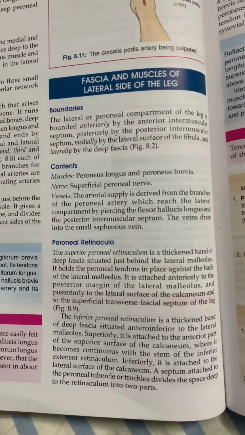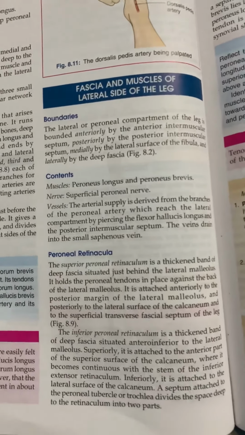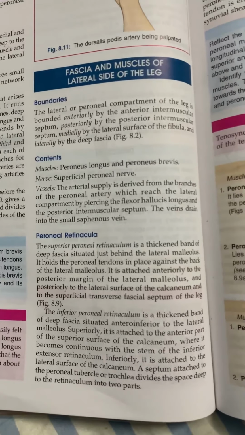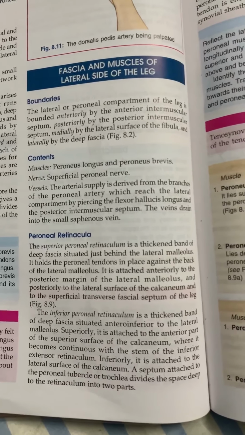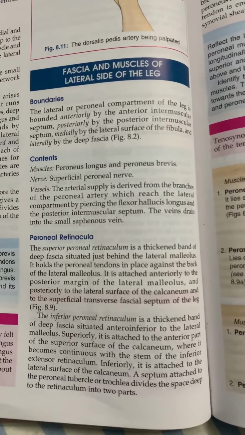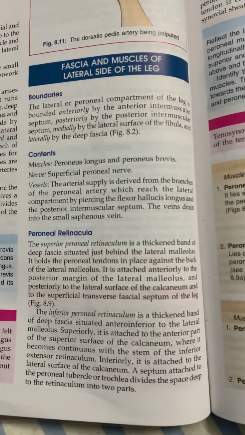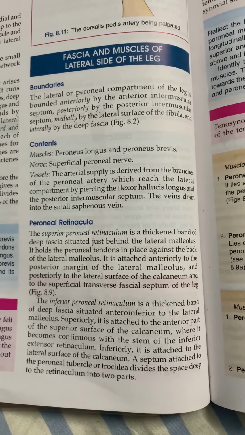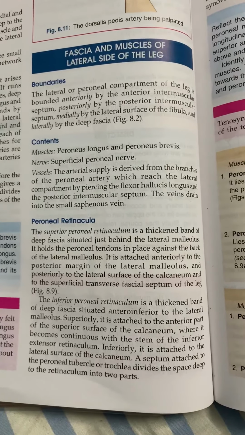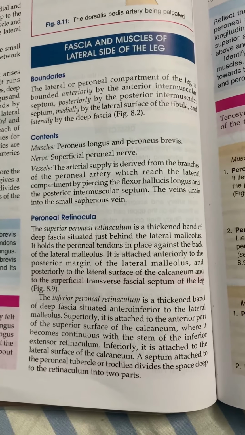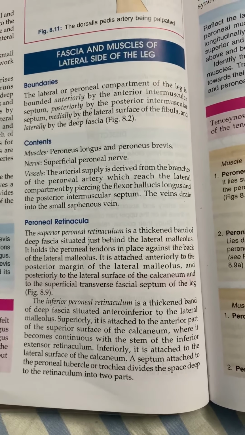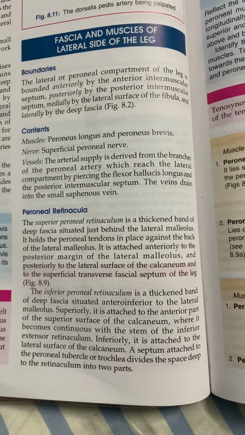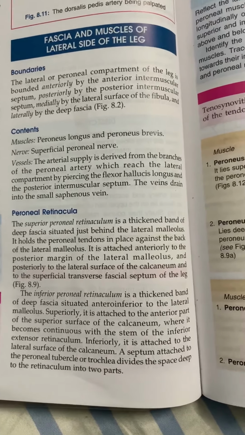Now let us get on with the lateral and medial sides of the leg. So in the lateral side of the leg, we have the two important retinacula, that is superior and inferior peroneal retinacula, and then the muscles. So in the superior peroneal retinaculum, the attachments include lateral malleolus to the calcaneum. That is, it is attached anteriorly to the posterior margin of the lateral malleolus, and then as it is going laterally, it goes posteriorly to the lateral surface of calcaneum.